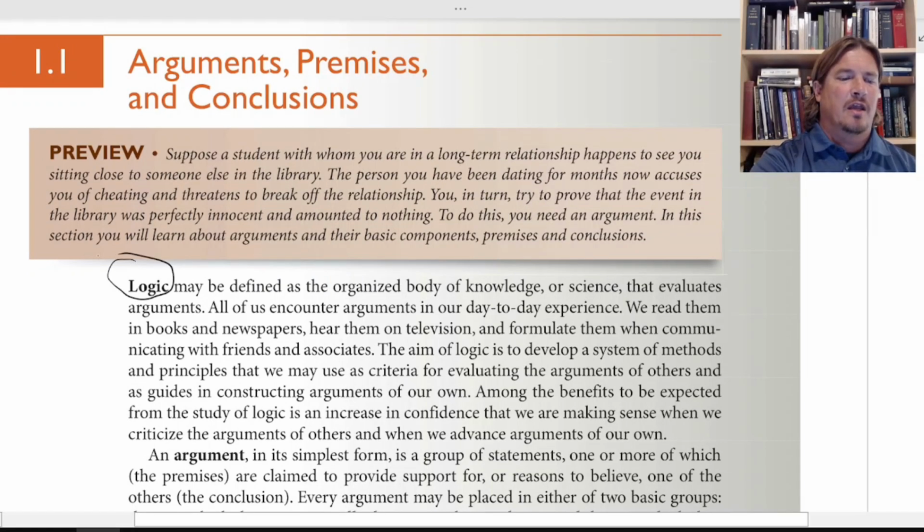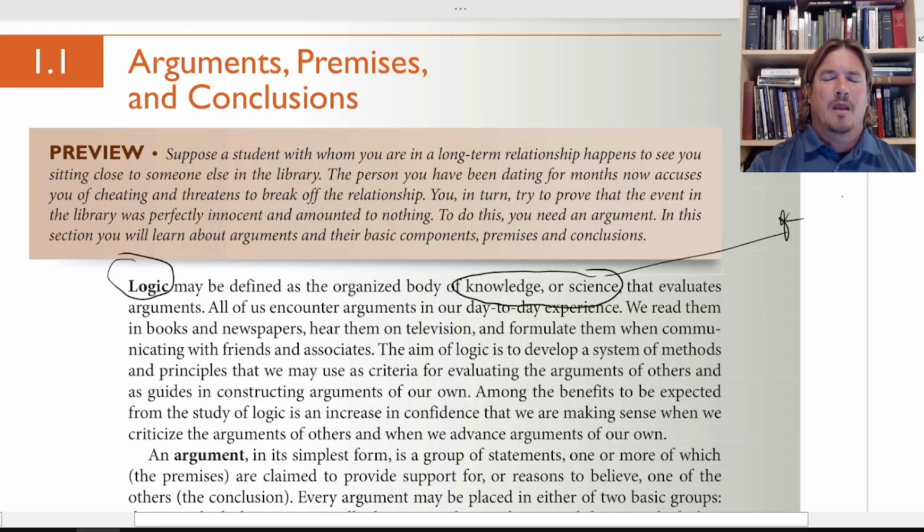The first definition that he gives is the definition of logic. So logic is, as Hurley says here, an organized body of knowledge or science that evaluates arguments, right? Now notice this terminology here, science, right? A science is just an organized body of knowledge. Now, of course, this course in critical thinking is a philosophy course, not a science course. But the notion of science here is broader than, say, the physical sciences or the social sciences. It simply means an organized body of knowledge.